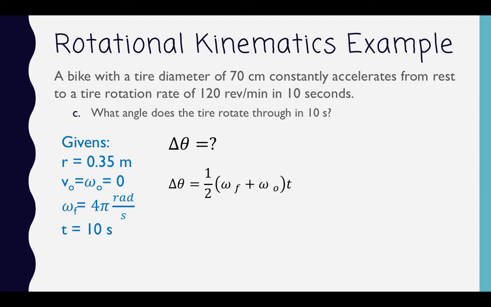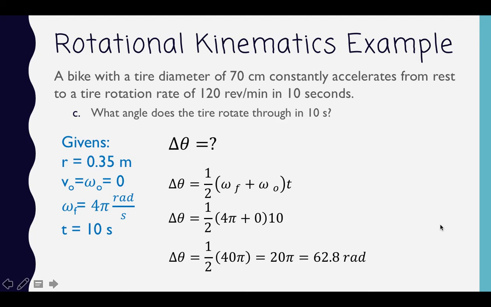So if we're looking for delta theta, we'll use this second equation, delta theta equals 1/2 times omega final plus omega initial times time. When we do the math, we get 1/2 times 40 pi, which is just 20 pi, or 62.8 radians. And unit analysis, this makes sense. Our unit for angular velocity was radians per second. Times seconds means our seconds is going to cancel, leaving us with radians.